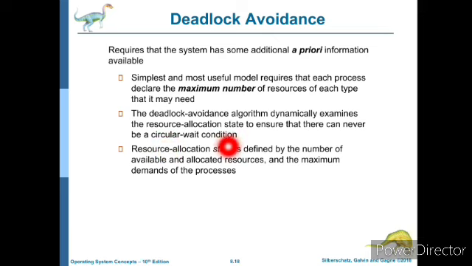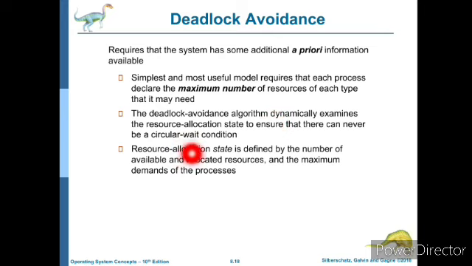In deadlock avoidance algorithms, we are using the resource allocation graph. How a process will request and release resources is done using the resource allocation graph. So here we are checking the resource allocation state. If there exists a circular wait condition in the graph, then the system is not safe. It is in an unsafe state, so there is a possibility of deadlock.